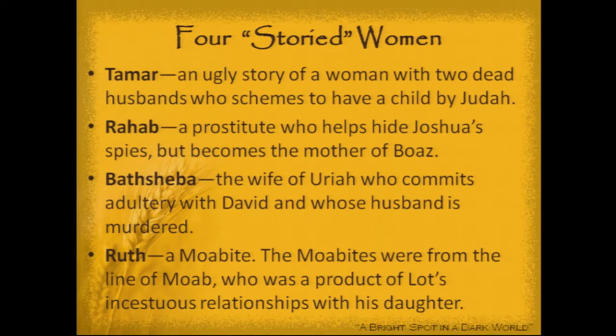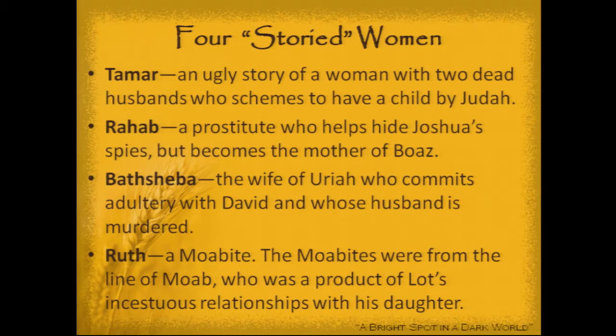We can start in the lineage of Jesus, and the first woman mentioned is a lady named Tamar. It's an ugly story. It's a story of a woman who had two husbands, both who died, and in order to have offspring, she actually schemes to have a child by Judah. And it really is an ugly story. And yet we find out that she's in the lineage of Jesus.